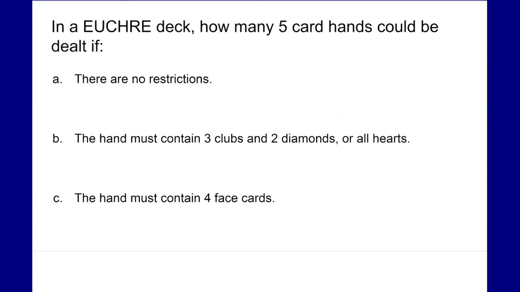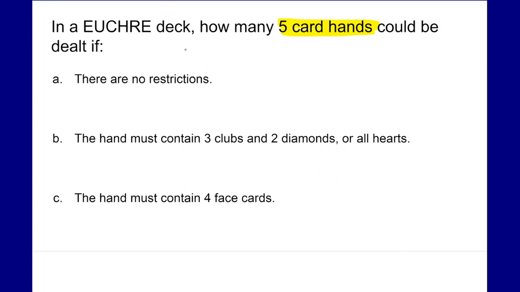In a euchre deck, how many 5-card hands could be dealt if there are no restrictions? So this is going to be a little bit different than maybe the assignment we looked at, because again, we want to make sure we're looking at the wording. So in this one, how many 5-card hands could be dealt? So we're focusing on the 5-card hands, not the ways to deal those 5 cards. So that is the difference between the two. Again, be careful in the wording and what we're looking for. So here we're looking for how many 5-card hands could we have in a euchre deck.